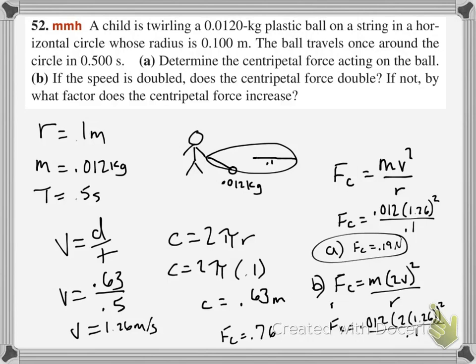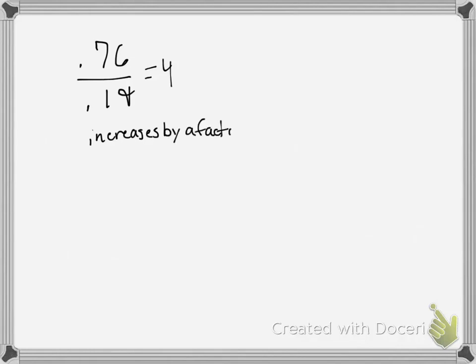Now we need to find the ratio between the doubled velocity and the normal velocity. So let's take the new centripetal force that we have, which is 0.76, and divide it by our previous centripetal force, which is 0.19, and we get 4. So that means that it increases by a factor of 4. Not too difficult.